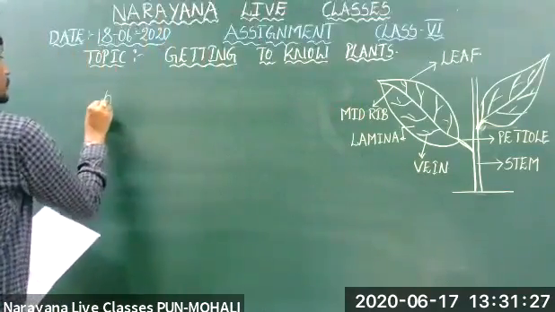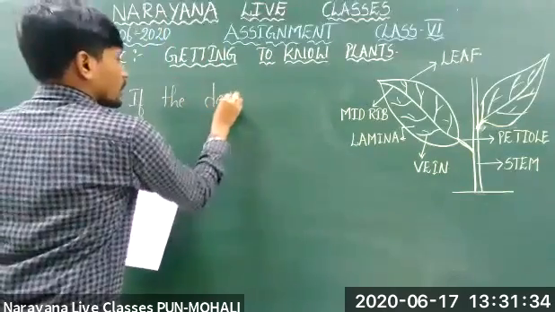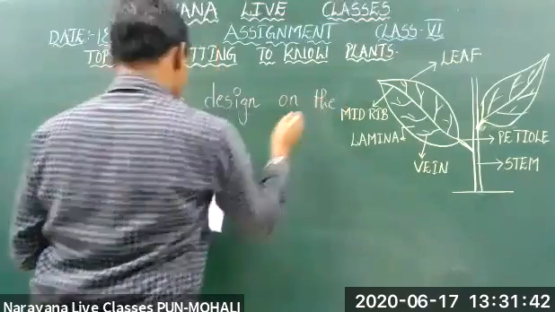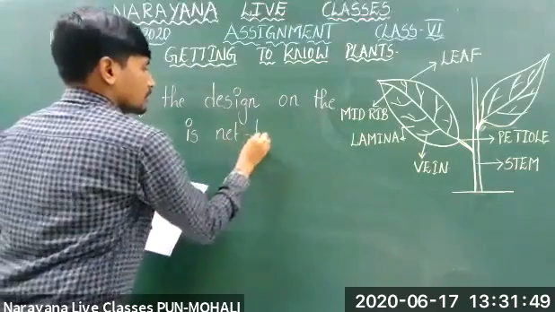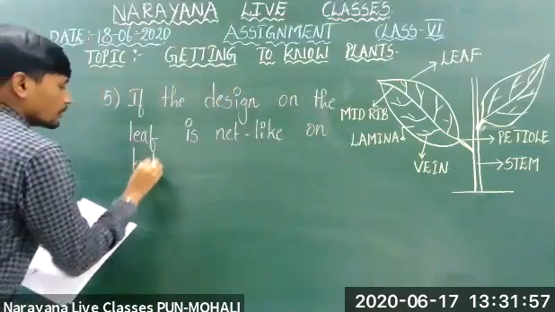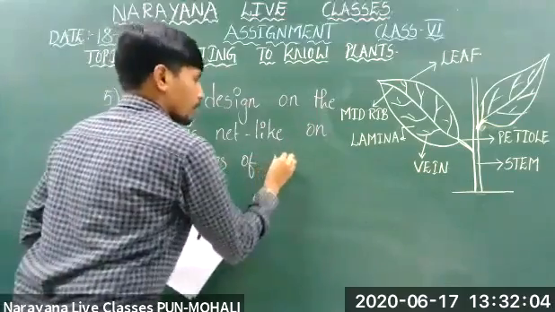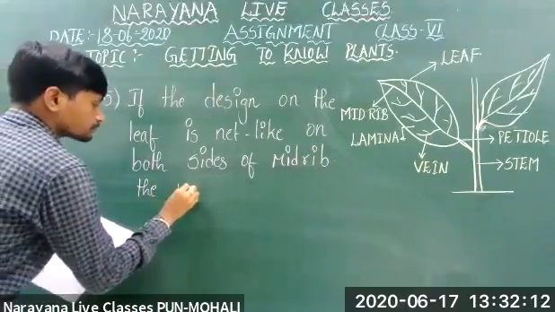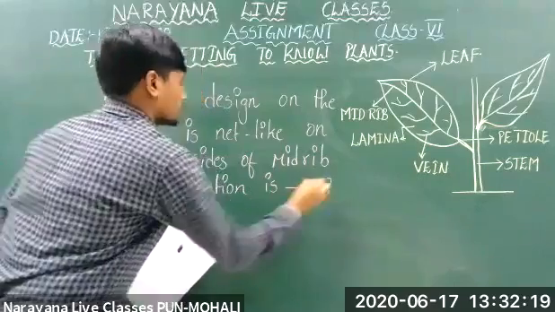And the next question, the fifth one. If the design on the leaf is net-like on both the sides of the midrib, the venation is dash. So what is the answer?